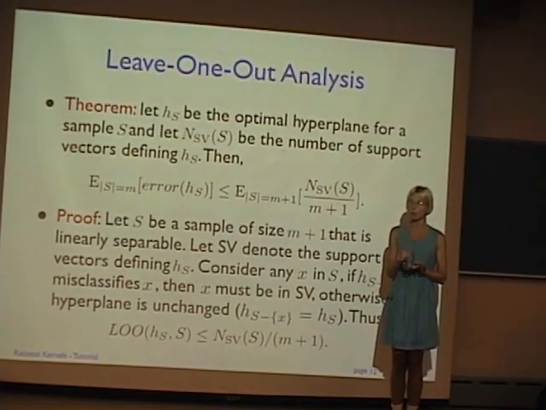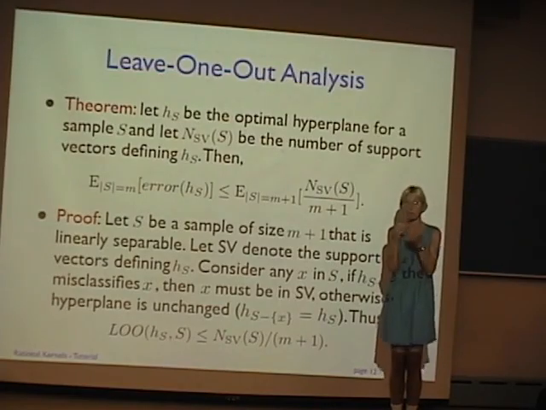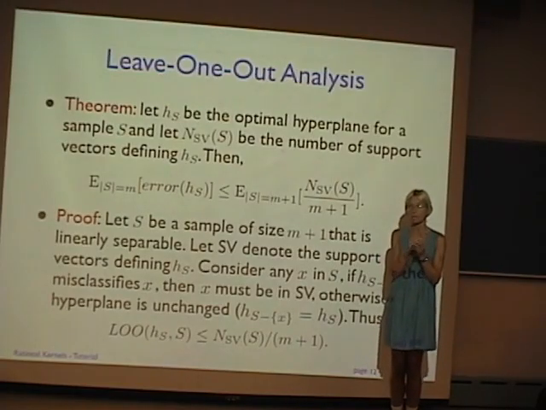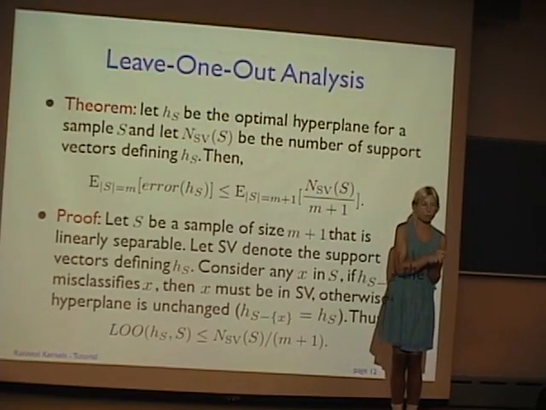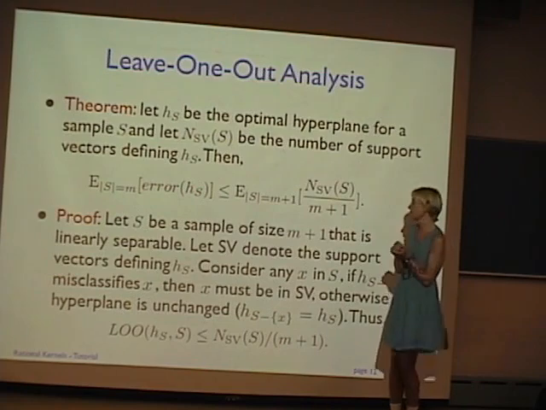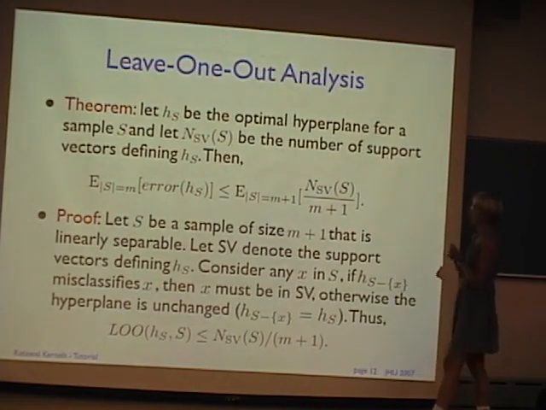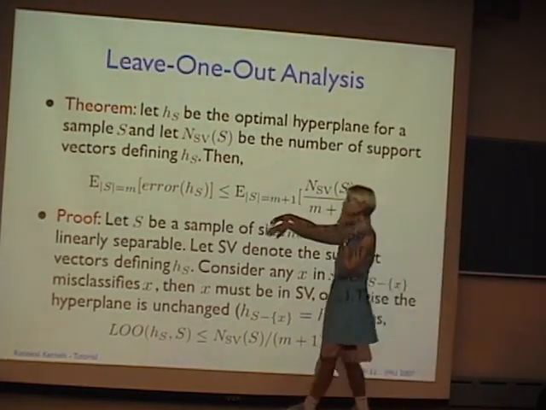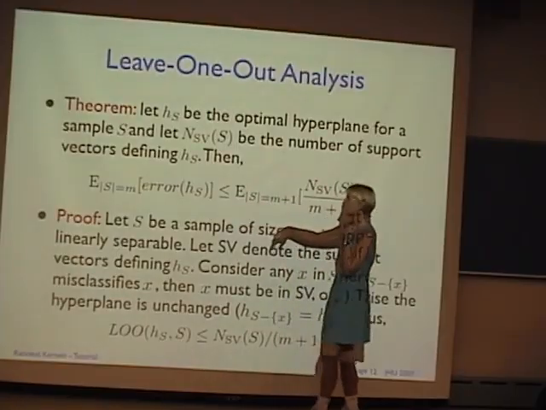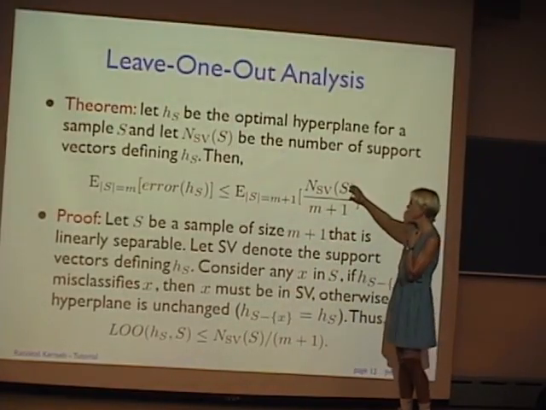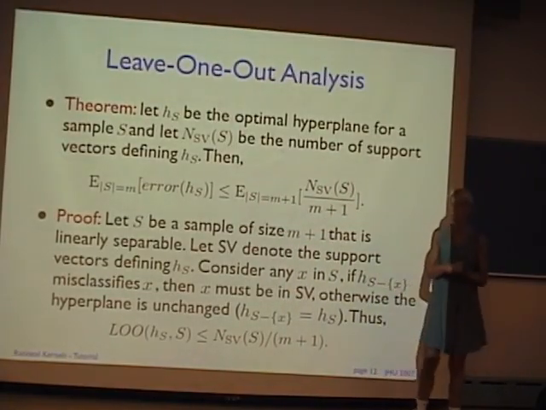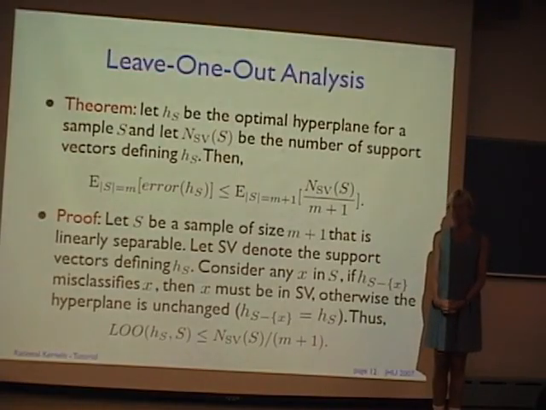If the point we took out was a support vector, then maybe, not necessarily, but maybe we may get another solution. That is, we may get an error when we test on that point. So we cannot get more errors than the number of support vectors we have. So that's how we arrive at the little theorem that the leave-one-out error is at most the number of support vectors divided by N+1. That is, the more support vectors we have, the worse off we are.